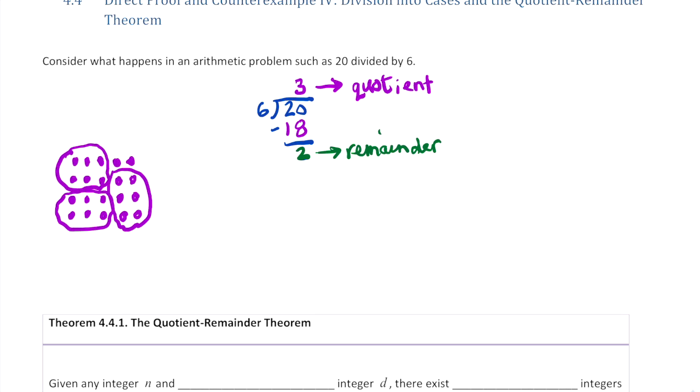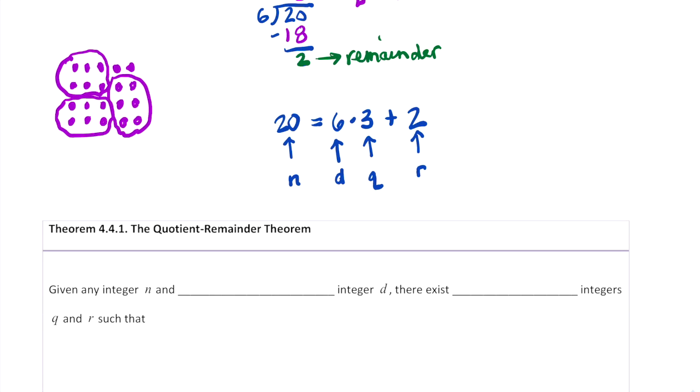So we can actually write 20 as the divisor, 6, times the quotient, which is 3, plus 2, which is our remainder. So this is our D, this we can call our N. The 3 was our quotient, and this 2 was our remainder. So let's check out the Quotient-Remainder Theorem.